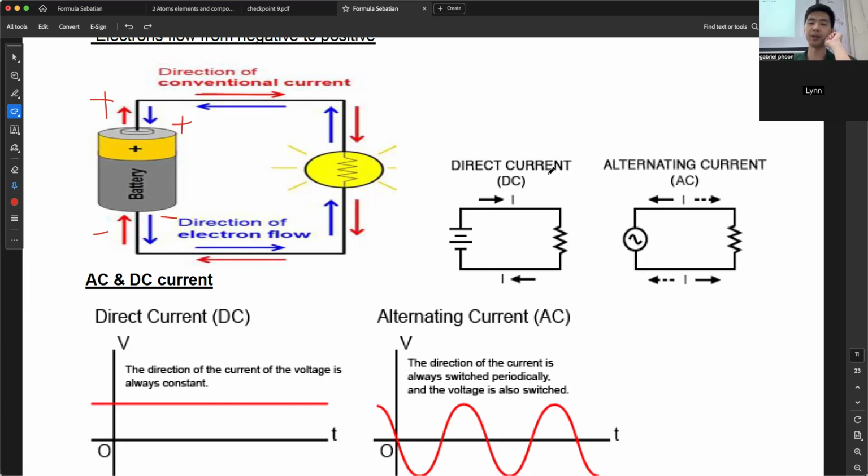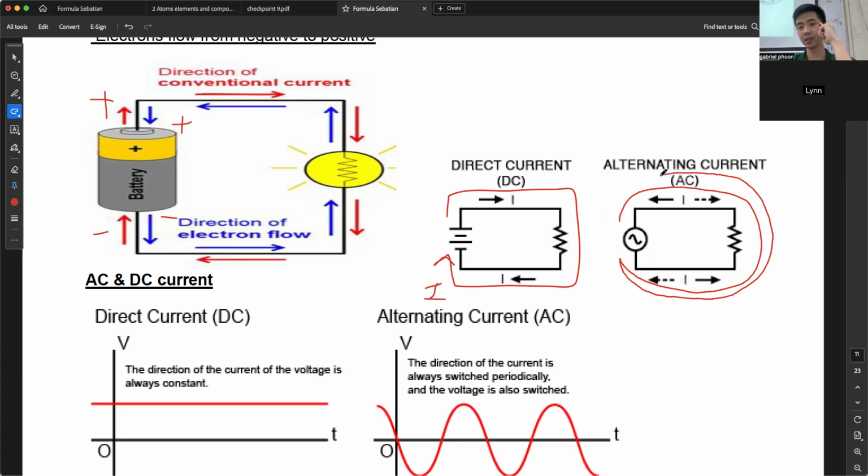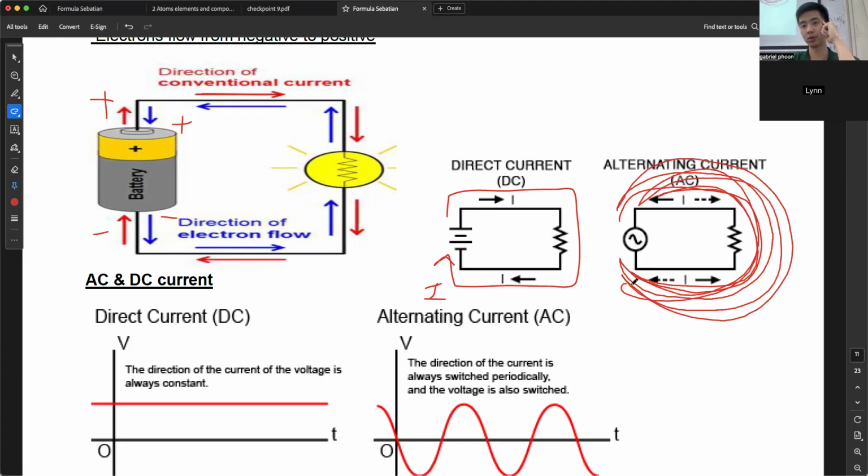There will be a chapter explaining why, but for now, you need to know that DC is basically like a battery. The current will only flow in one direction. Okay? But for AC, the first cycle of current will flow like this, the second cycle like this, the third cycle like this, fourth cycle like this, and so on. So it will constantly go clockwise, anti-clockwise, clockwise, anti-clockwise. That's how alternating current works.